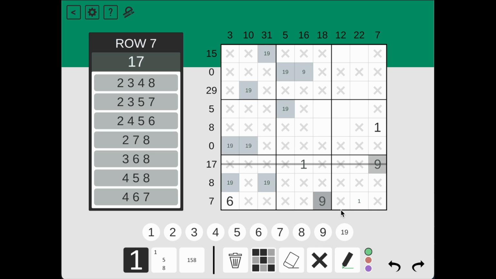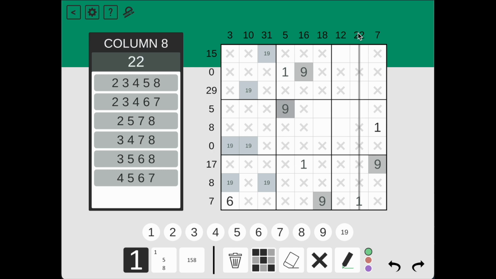And this is a 9. This is a 1. This is a 9. This is a 1. This is a 9. Okay.